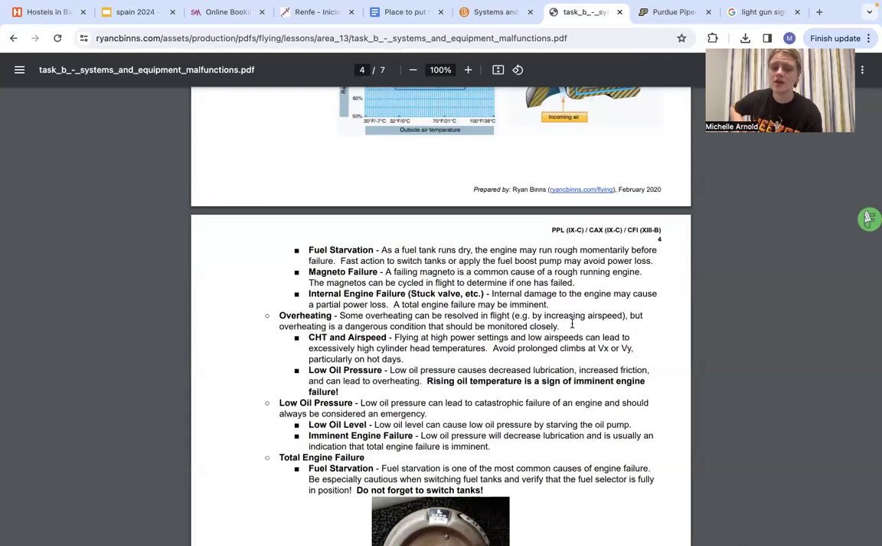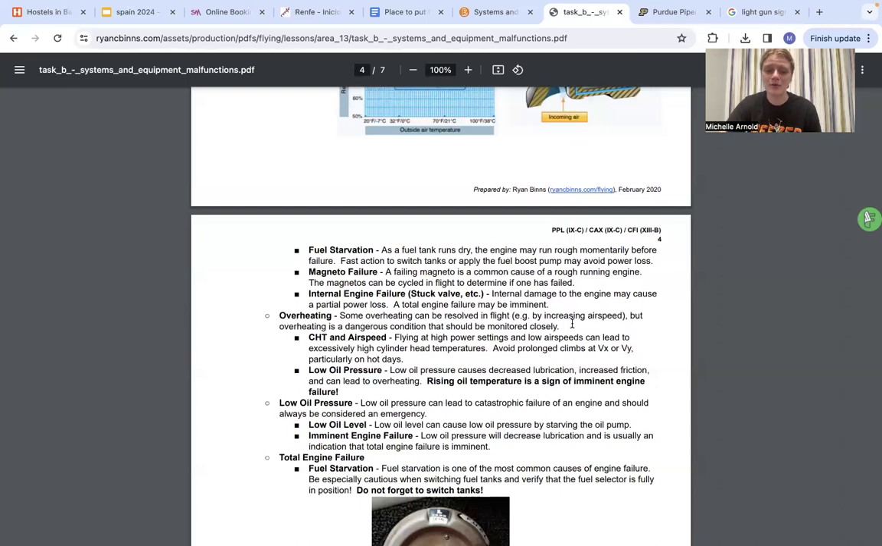All right, now we're going to talk about low oil pressure. Low oil pressure can lead to a catastrophic failure of an engine and should always be considered an emergency. Just like in your car, if you run out of oil, your car dies. The same thing in a plane.